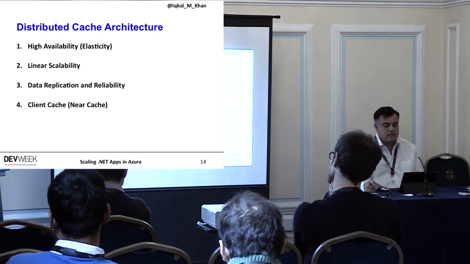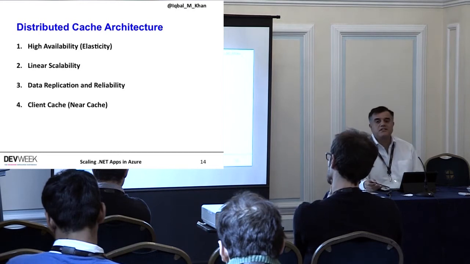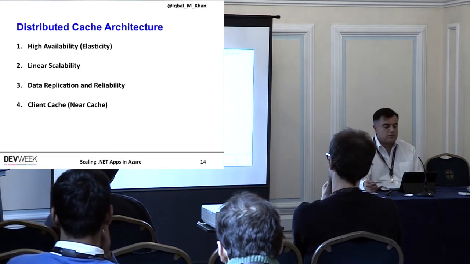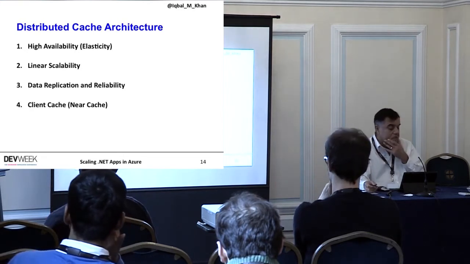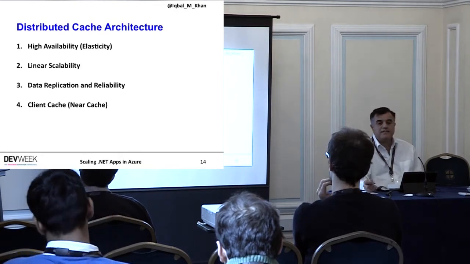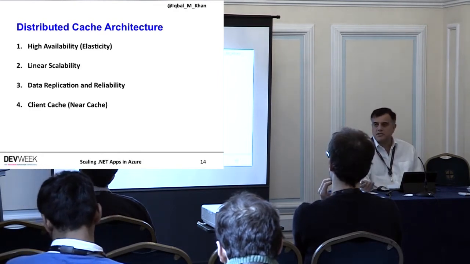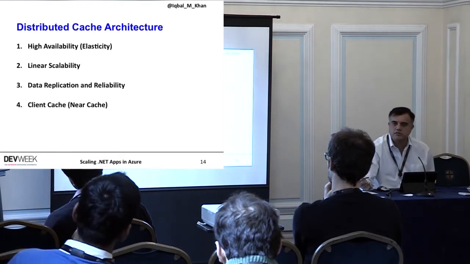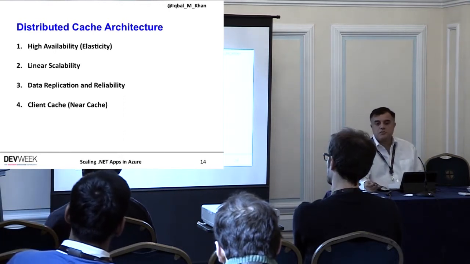Number two is linear scalability. The whole reason you're using a distributed cache is this one. If you can't do that, then there's no use even using a distributed cache. Number three is data replication, and you need this because it's an in-memory store. Anytime you have an in-memory store, memory is volatile. If you turn off the computer or it crashes, you lose that data, which you may not want.